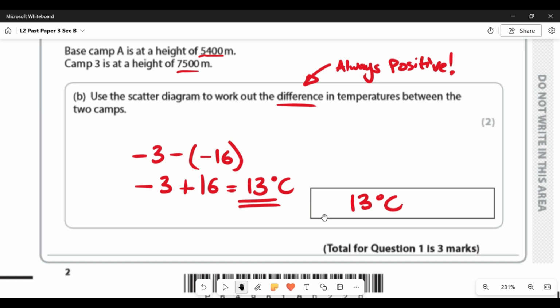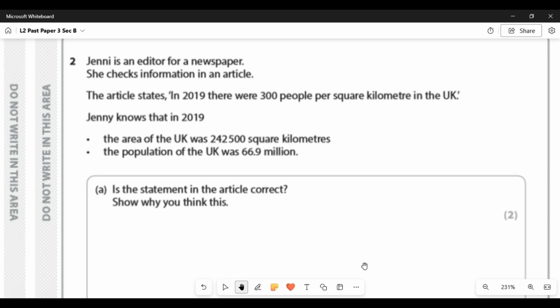Let's move on to the next question. Question 2 says, Jenny is an editor for a newspaper. She checks information in an article. The article states in 2019 there were 300 people per square kilometre in the UK. Jenny knows that in 2019 the area of the UK was 242,500 square kilometres. The population of the UK was 66.9 million. Is the statement in the article correct? Show why you think this, for 2 marks. Wow, okay.